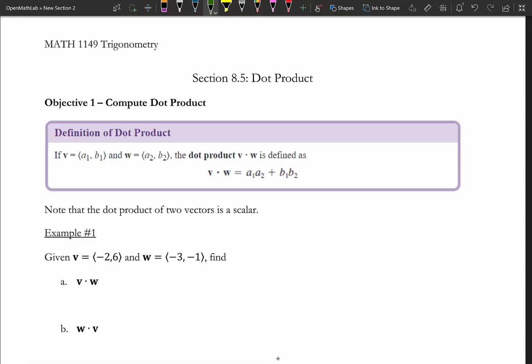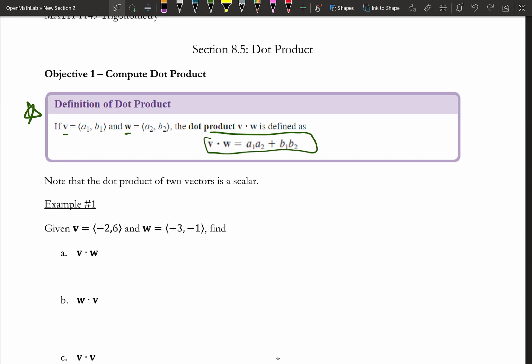All right, class. So we're ready to do section 8.5, which is titled the dot product. So the very first thing, I just have here the definition of the dot product. So if we have two vectors, vector v and vector w, then the dot product is the following, right? So essentially you take the horizontal components, multiply those together, and add it to the product of the vertical components.